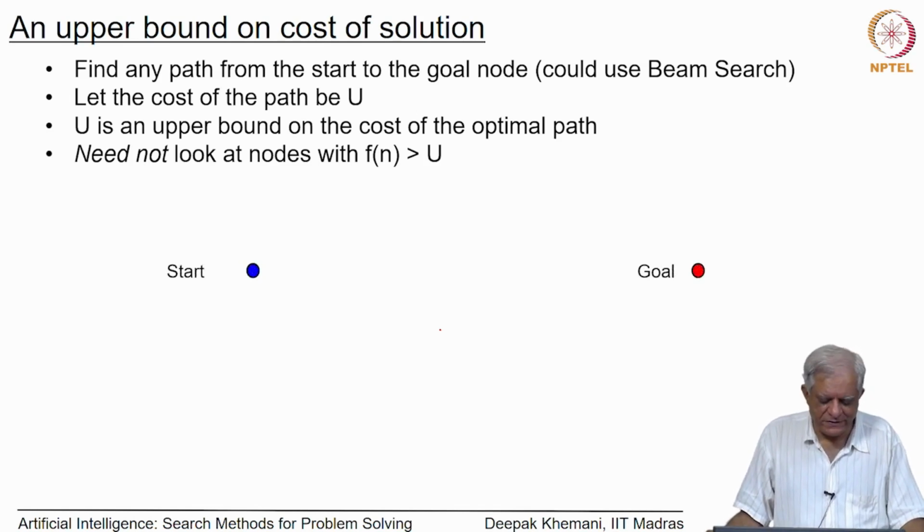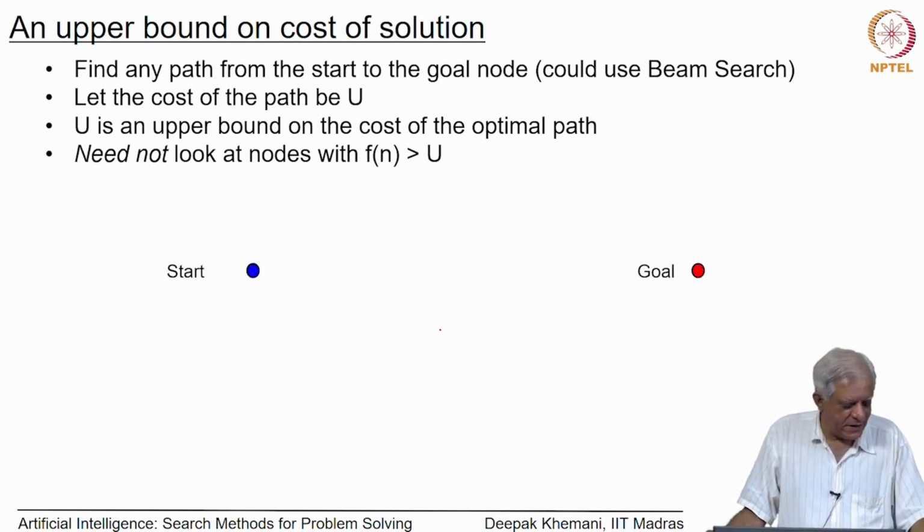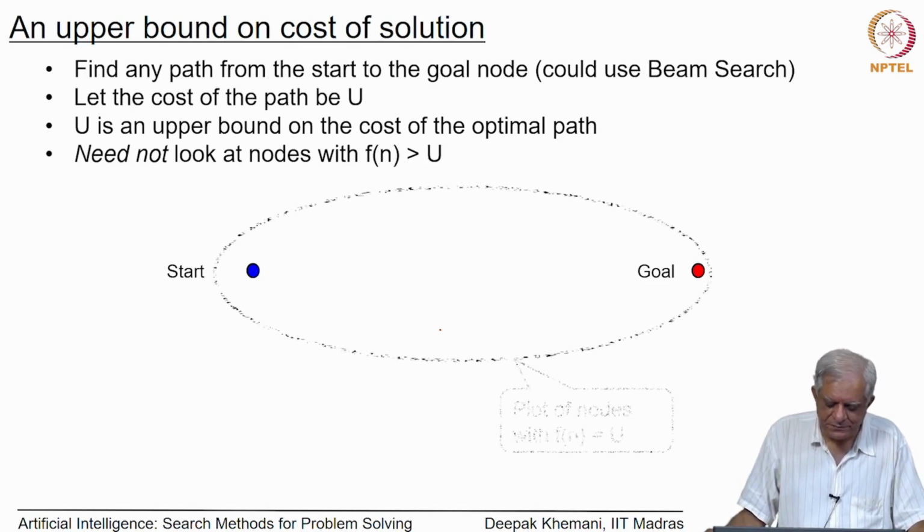If you have a start node and a goal node, and you use the beam search algorithm to find one path to the goal, and use the cost of that path as a kind of boundary, as a kind of Lakshman Rekha, beyond which you will not allow search to venture.